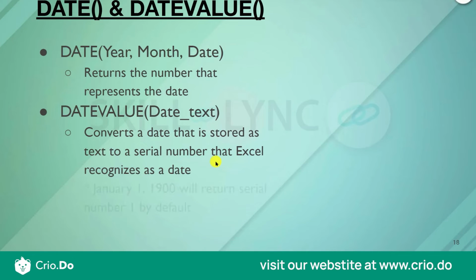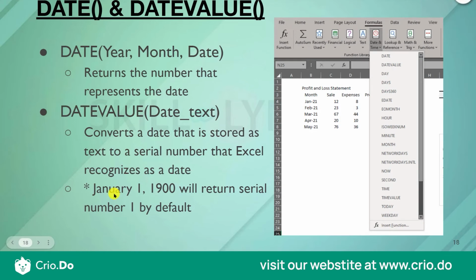Let's come to another function. So this January 1900 will return serial number 1 by default. That is how it is increasing. So if I talk about January 2nd, 1900, that number will be 2. January 3rd, 1900 will be 3.